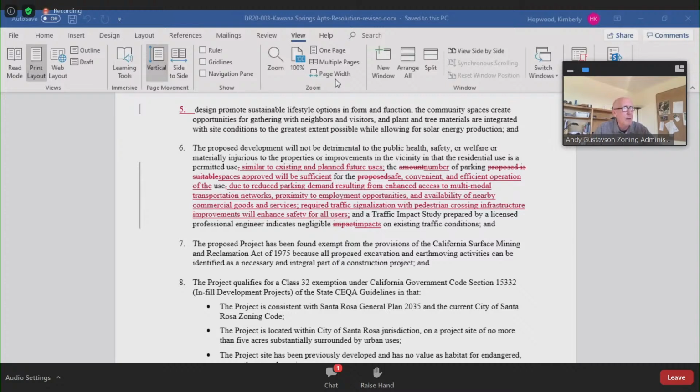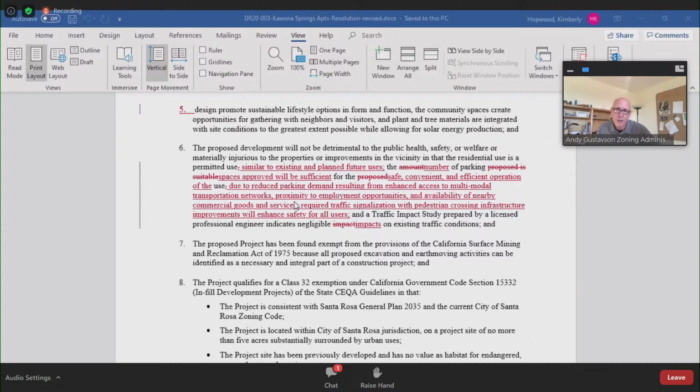And with those changes to the resolution, there are no changes to the conditions of approval. But with those changes to the findings, I will approve this project.